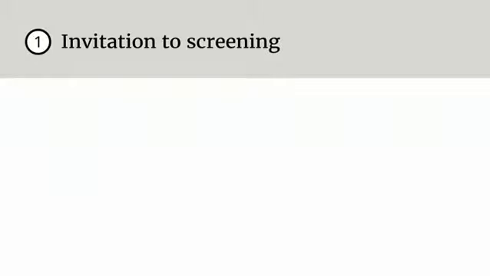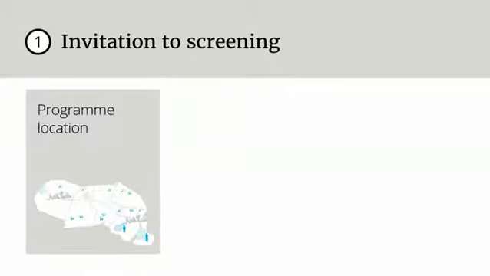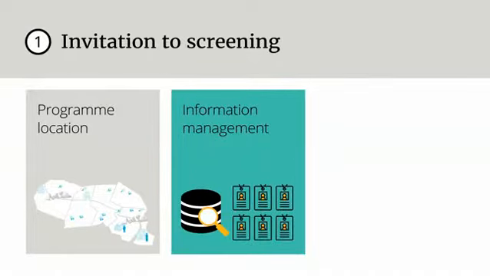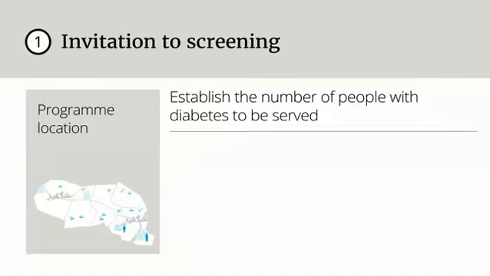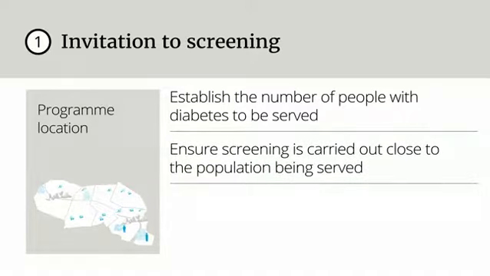We'll start with Stage 1, Invitation to Screening. There are 2 key practical issues to consider here: programme location and information management. Firstly, where will the programme be located? We can use evidence to establish the number of people with diabetes that the programme will serve. Screening needs to be accessible, and it should be carried out as close as possible to the population or the diabetes clinics they attend. These could be static or mobile tele-screening clinics.